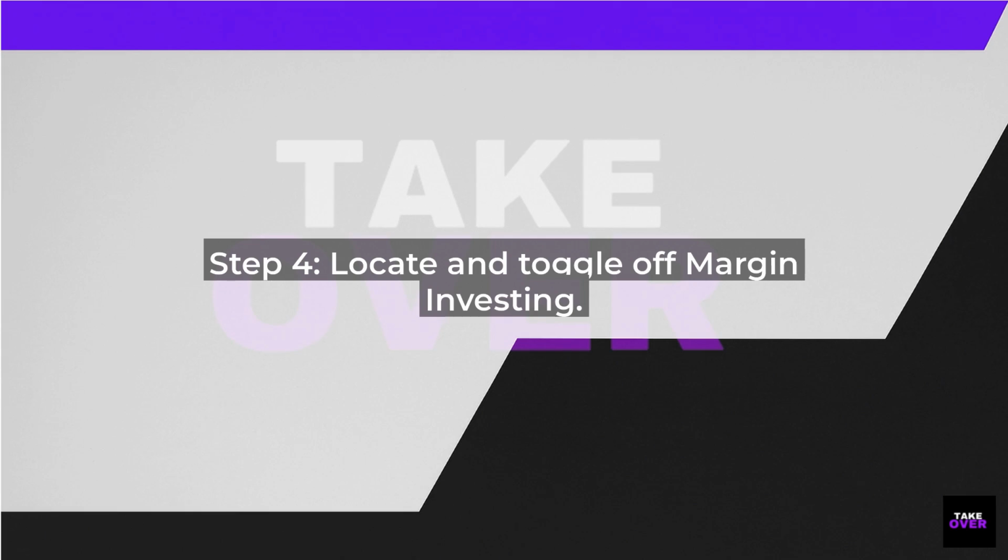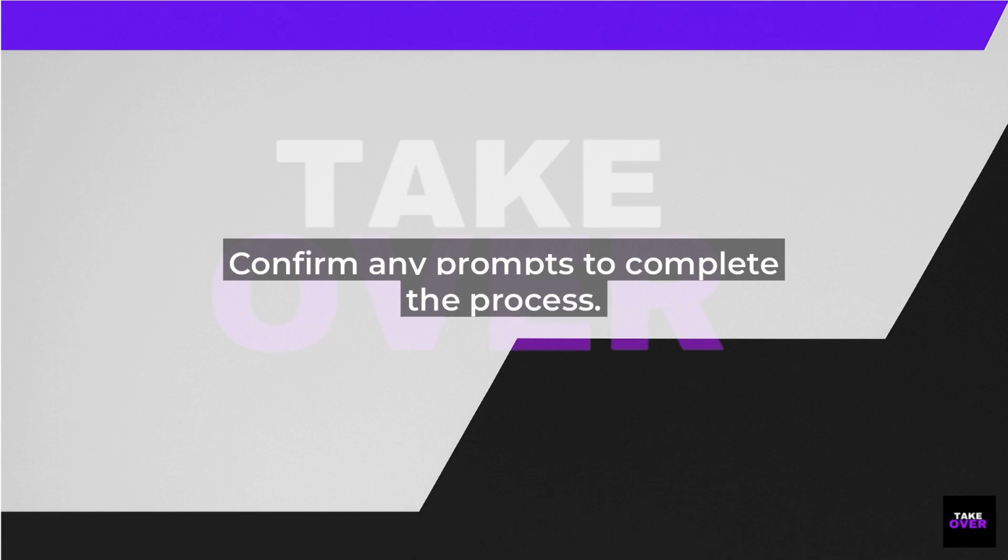Step 6. Toggle the switch to turn off margin investing. You'll probably see a confirmation prompt. Read it carefully and confirm your choice. Once that's done, you're all set. Your account will no longer allow margin trading, helping you avoid unnecessary risks. Remember, if you have any open margin positions, you might need to close them first, so check that before disabling.